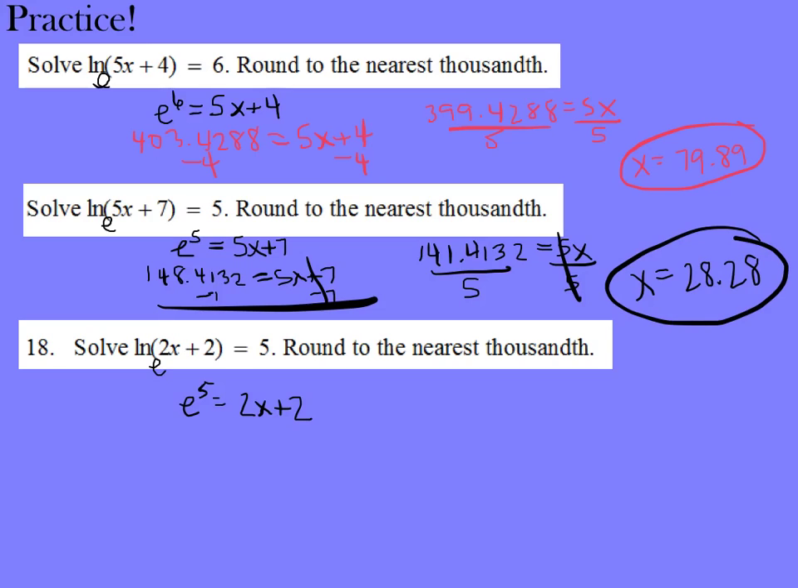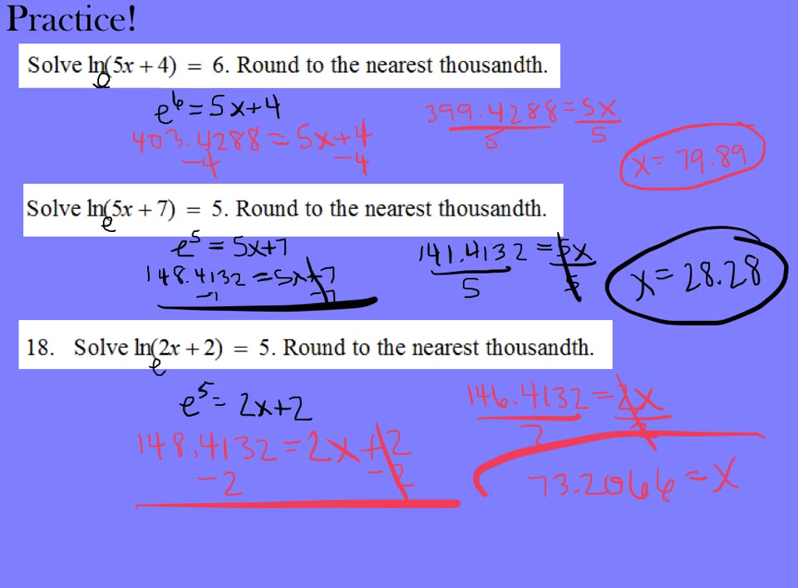And the last one, the one that was actually on your study guide, e to the 5th we already said was 148.4132. That's equal to 2x plus 2. So I'm going to subtract 2 from that amount. 148.4132 minus 2, I get 146.4132 equals 2x. If I divide both sides by 2 to get x by itself, I get 73.2066 equals x.